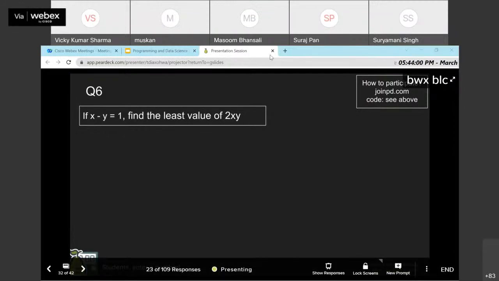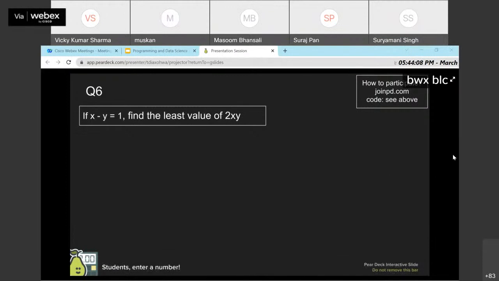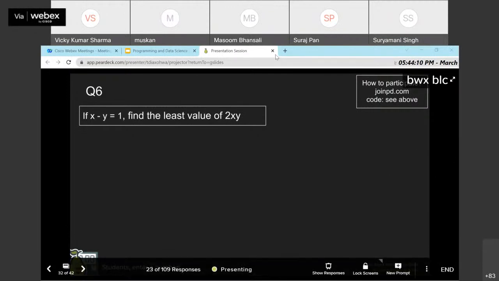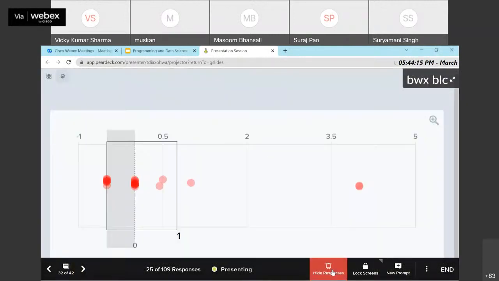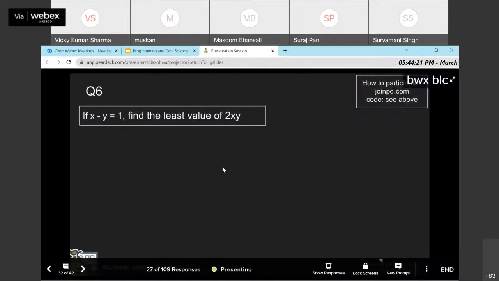Okay, do you need some more time? I guess no, right? So let's see what are the popular responses for this. Answer as 0. Okay, let's see. Then I guess you guys need to work on your calculus part. What is the least value of 2xy? Maybe it can be 0.